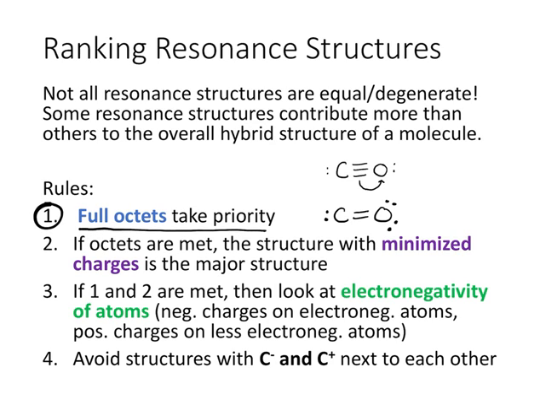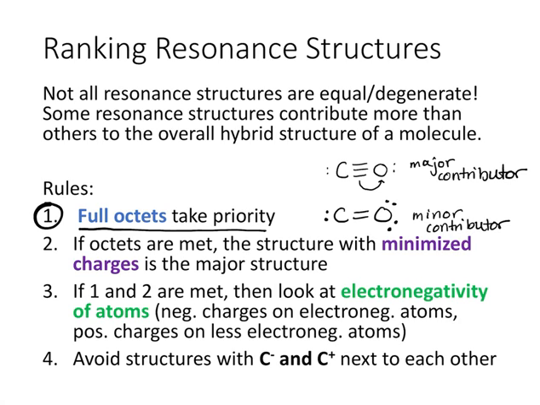Full octets take priority. So that first Lewis structure is the major contributor to the hybrid structure, and the other Lewis structure is the minor contributor because it does not have a full octet, at least for carbon.